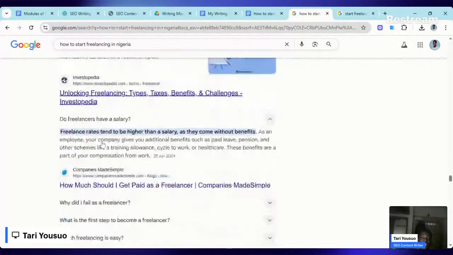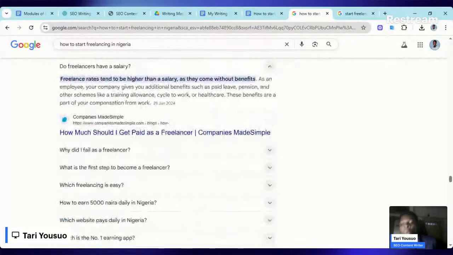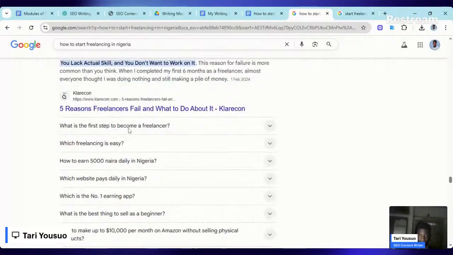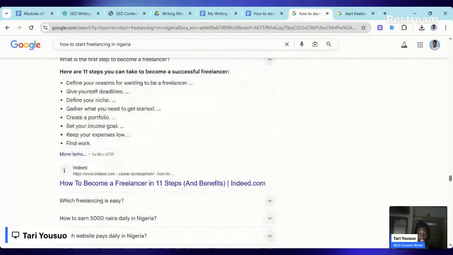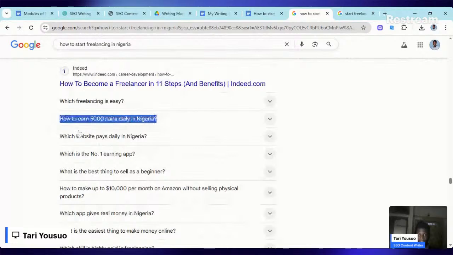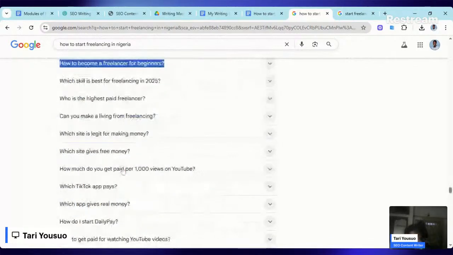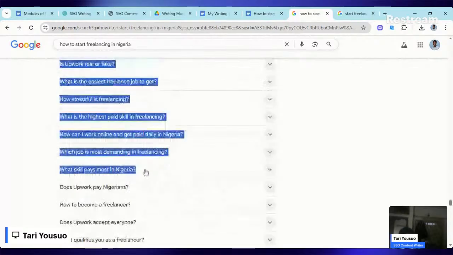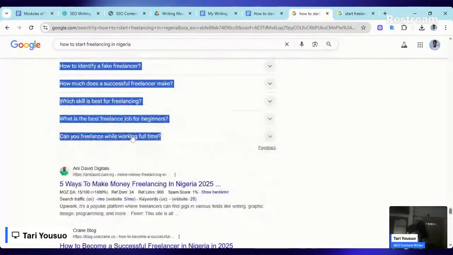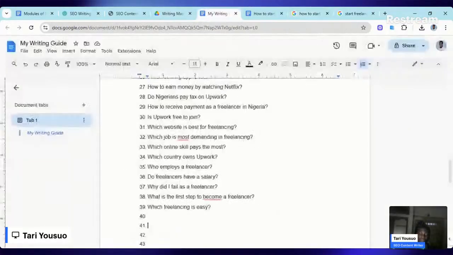So why did I fail as a freelancer? What is the first step to become a freelancer? And then this is the question, I switch, freelancing is easy. So I'm going to copy from how to earn down to, I can see that the questions are repeating. So at this point I can actually stop and just proceed to write. But then I can still see some other interesting things.